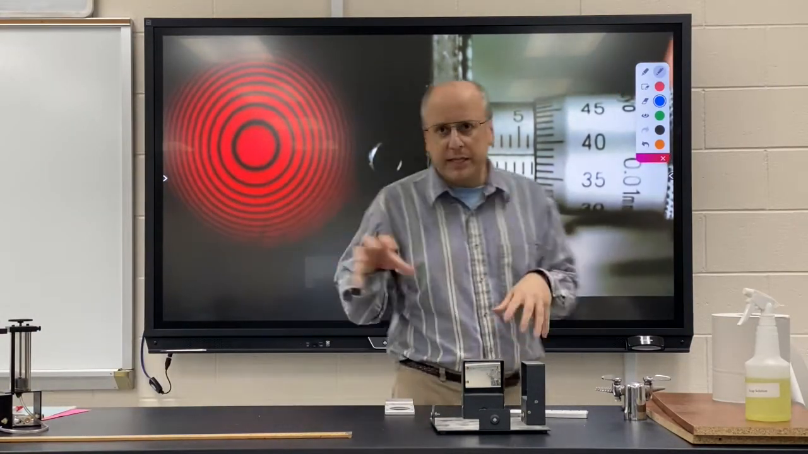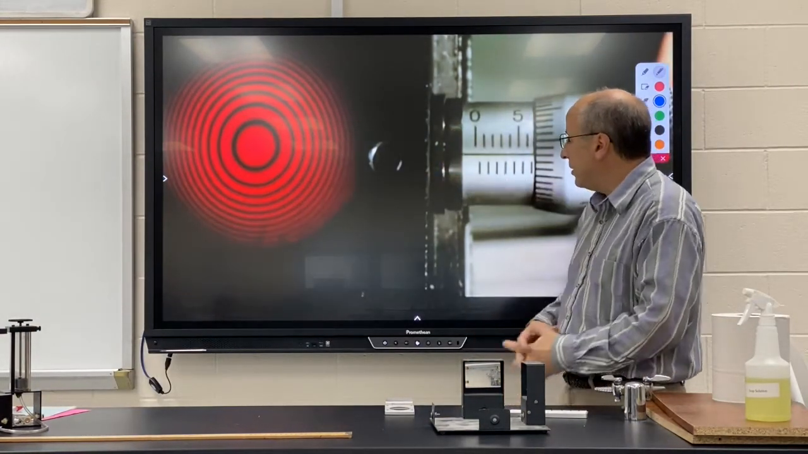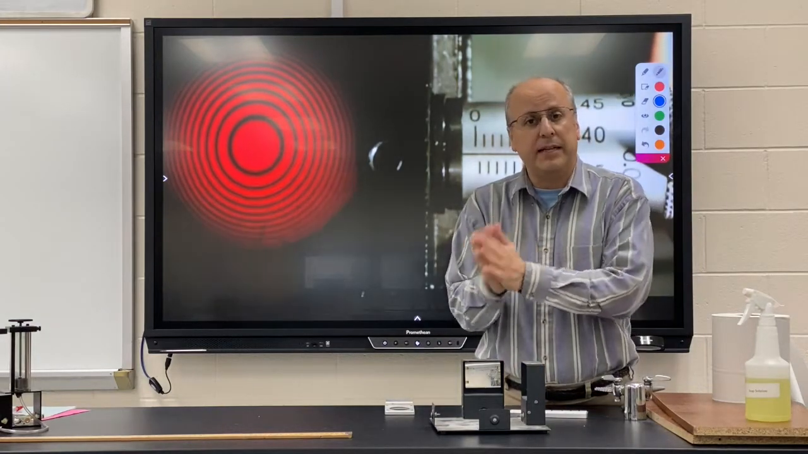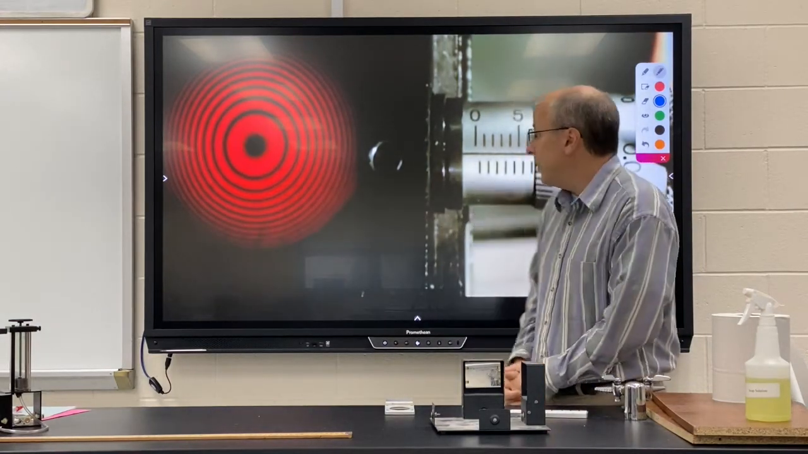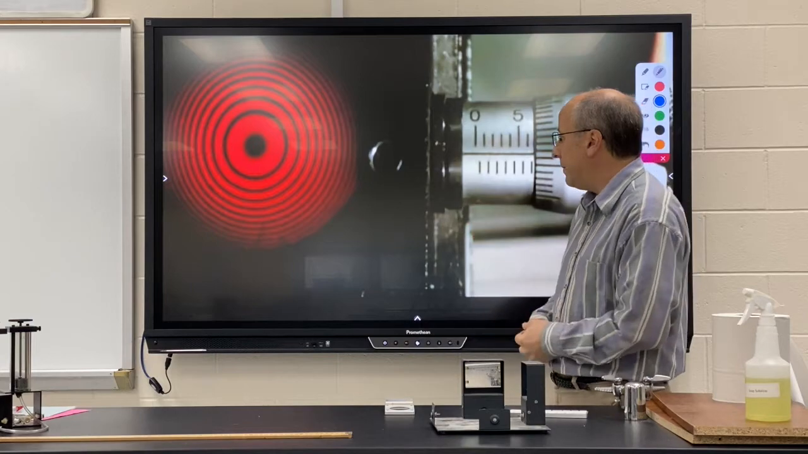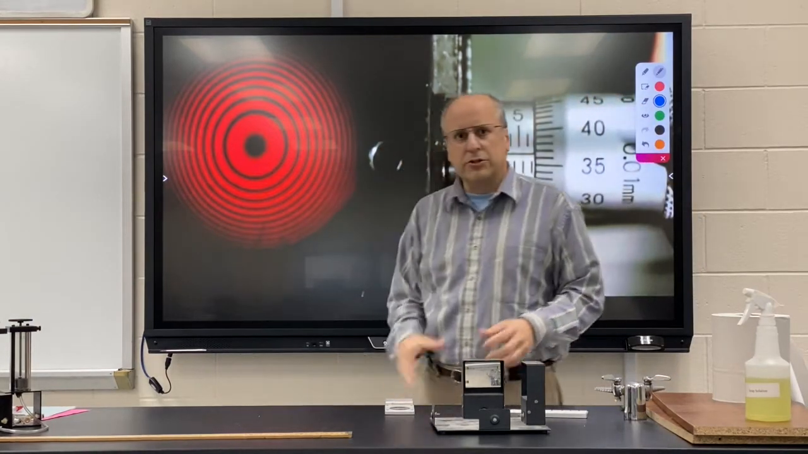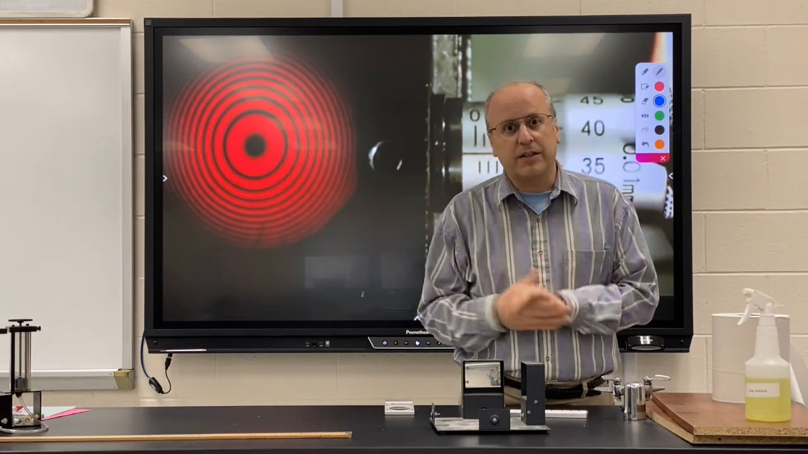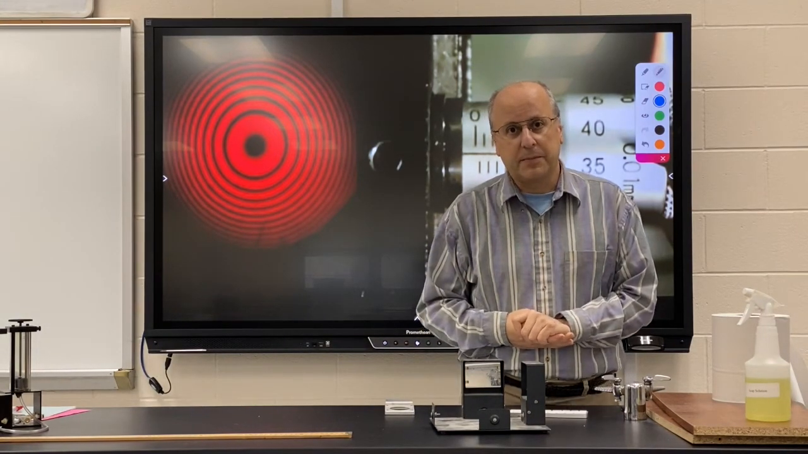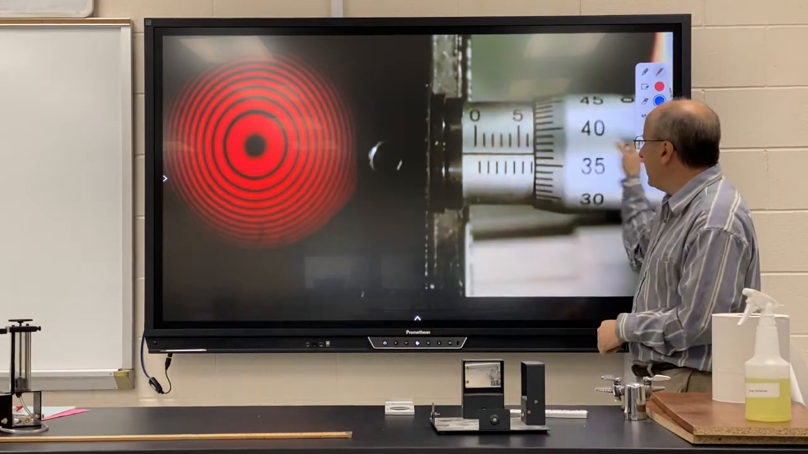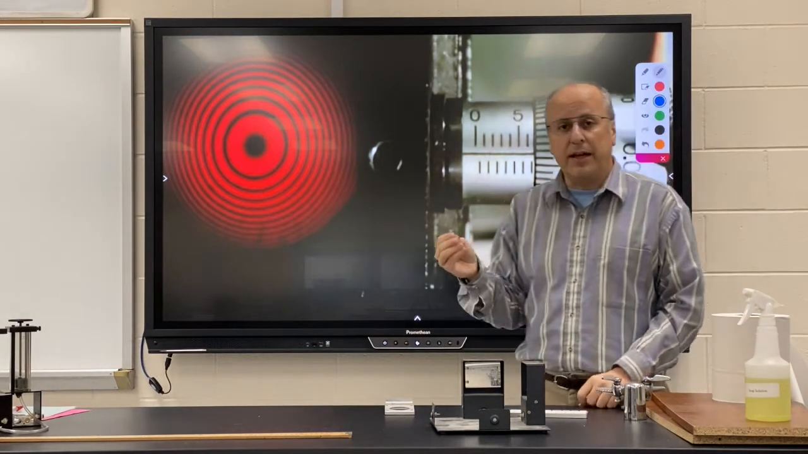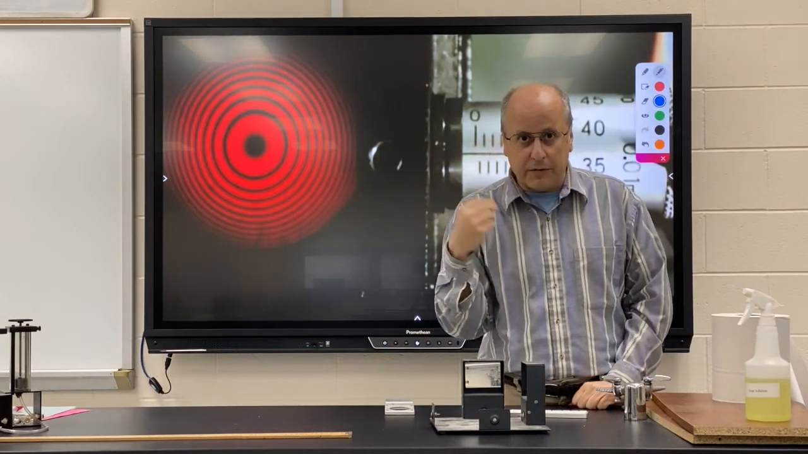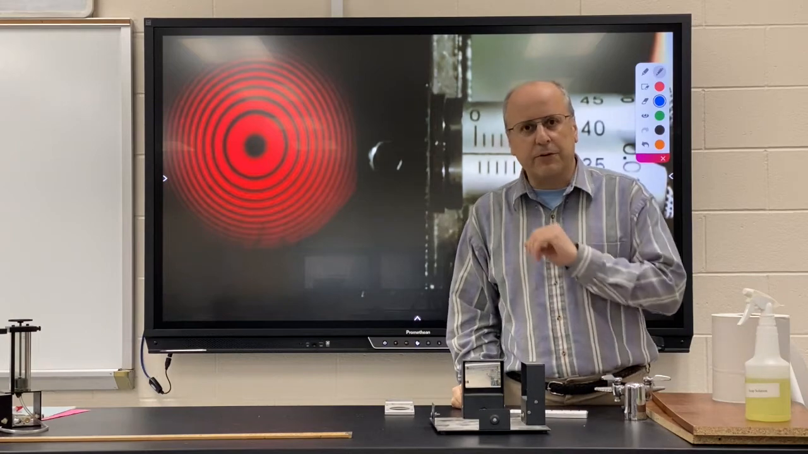Okay, so when you see the dark circle in the center, that's telling you that you're getting destructive interference occurring. When you're, like it is right now. When you move it so the inner circle is red, that's telling us that constructive interference is occurring. Okay? And we can figure out the wavelength of the light by moving that mirror ever so slightly. It's called an interferometer.